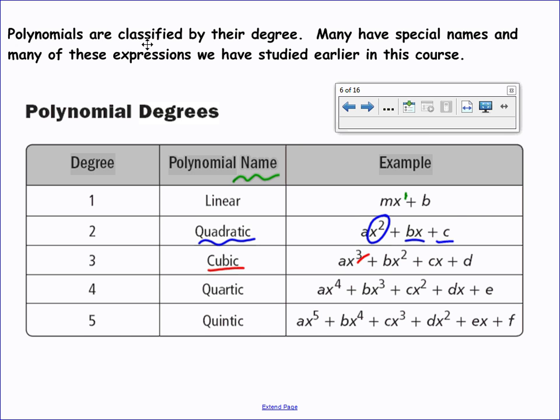Quartic and quintic aren't seen as much, but we'll definitely be using the terms linear, quadratic, and cubic frequently, so please make sure that those are first degree, second degree, and third degree polynomials.